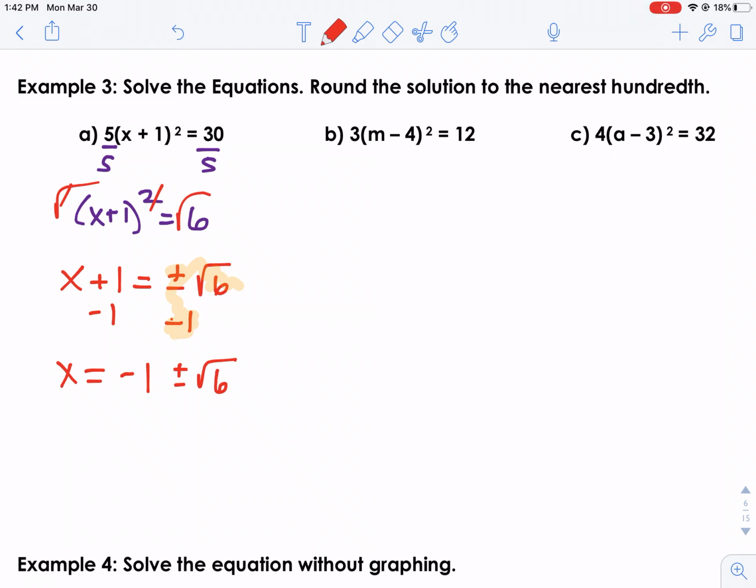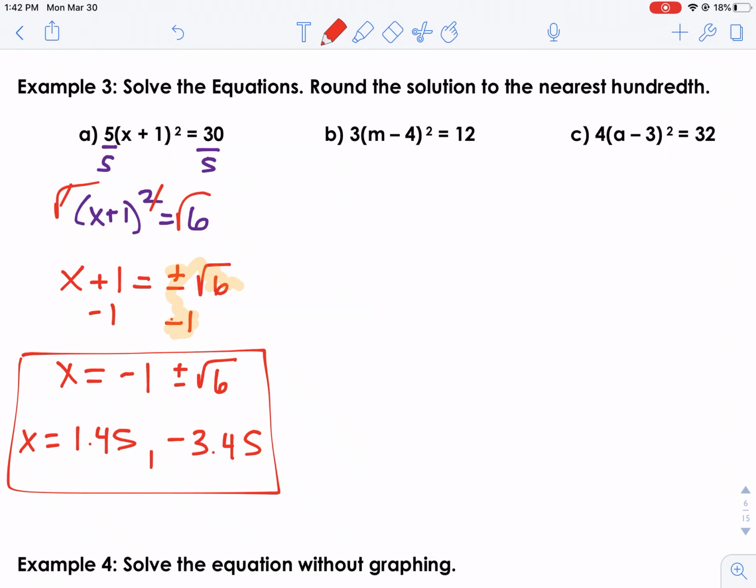And then rounding to the nearest hundredth, you're going to type this in twice on your calculator. So you're going to type in negative 1 plus root 6, and you'll get one answer, 1.45. And then you're going to type in negative 1 minus root 6, and you'll get your second answer of negative 3.45. Okay, so again, give me the exact answer showing your work that you had done, and then go ahead and round the two answers to the nearest hundredth if that's what the homework problems are asking you to do.